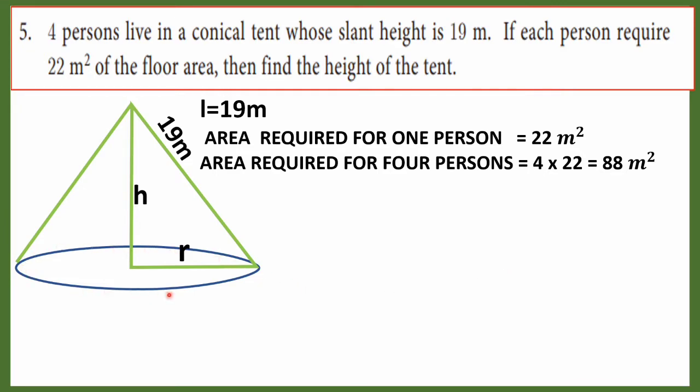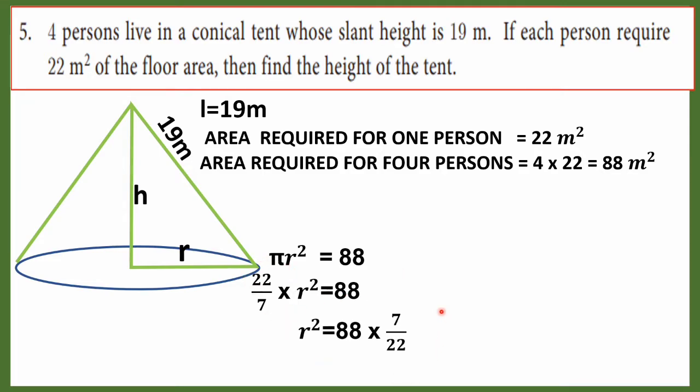What is the base of the cone? It is in circle shape. So this is nothing but the area of the circle, πr². πr² equals 88. Using this we have to find r. 22 by 7 into r² equals 88. If we take this fraction to the right hand side, it becomes reciprocal. After simplification we get r² equals 28.